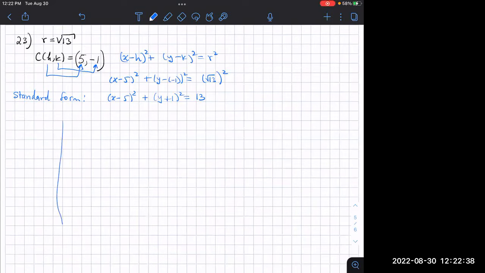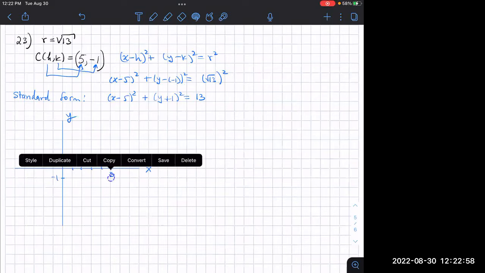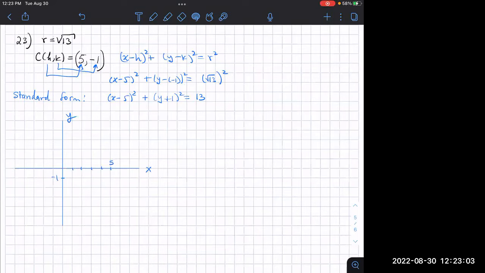So let's see. We have to graph this, so we might as well do it now. 1, 2, 3, 4, 5, and negative 1. Okay, let me move the 5 above. So that's the 5. So 5, negative 1. So this is the center of the circle.